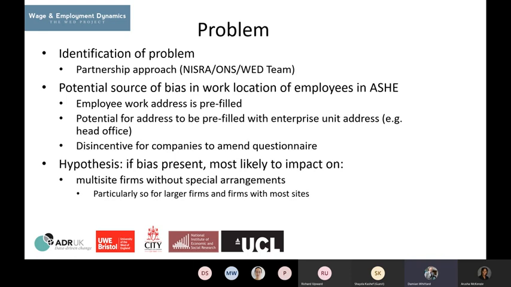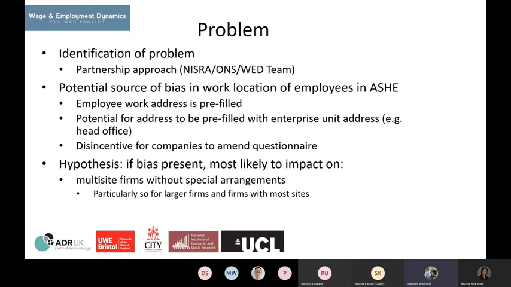From the discussions with colleagues in Northern Ireland, they expressed some concerns about the accuracy of the work location variable in ASHE. For ONS, who produce aggregate figures, obviously this is of less importance to them, but for researchers looking to do some spatial analysis or commuting analysis, obviously this is a really important issue. So we decided to look into this problem in a bit more detail.